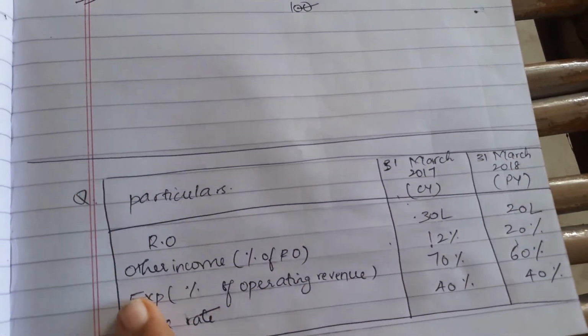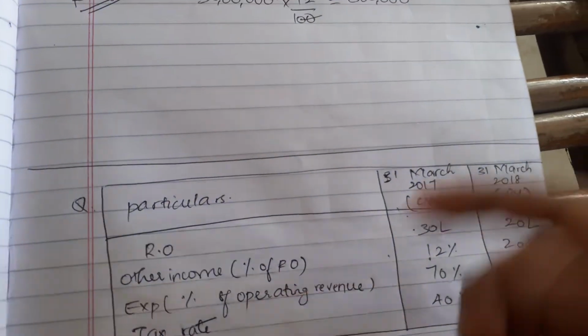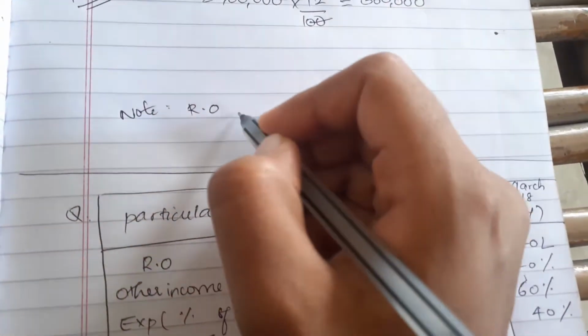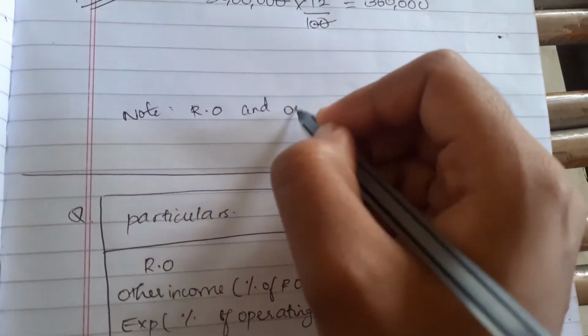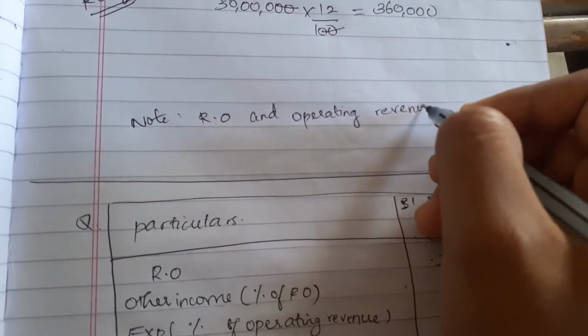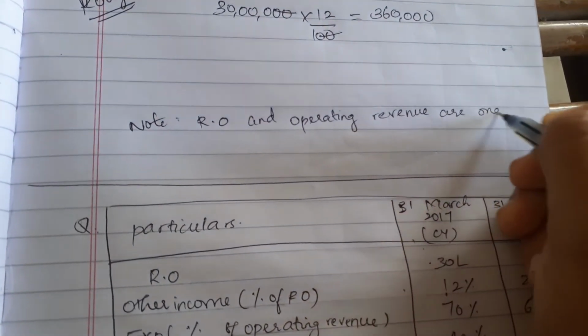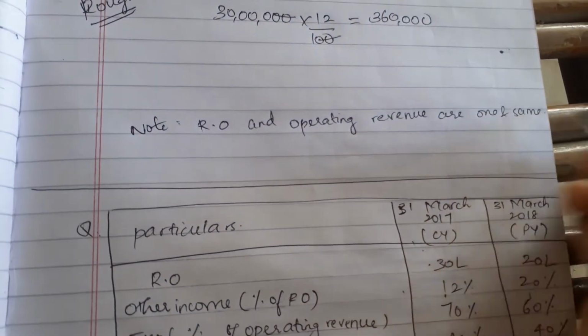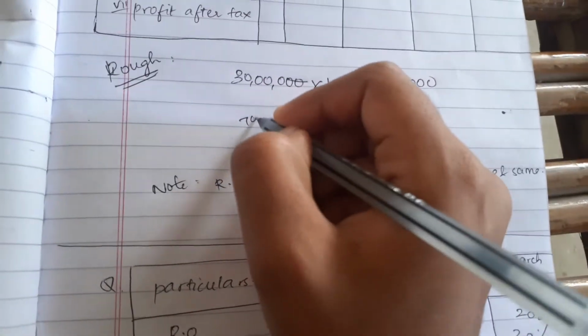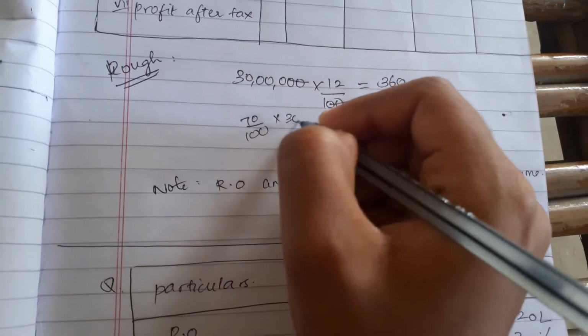Next, expenses. Expense is a percentage of operating revenue. Do note that revenue from operation and operating revenue are one and the same. Okay guys, so 70% of 30 lakh. So what is 70% of 30 lakh?